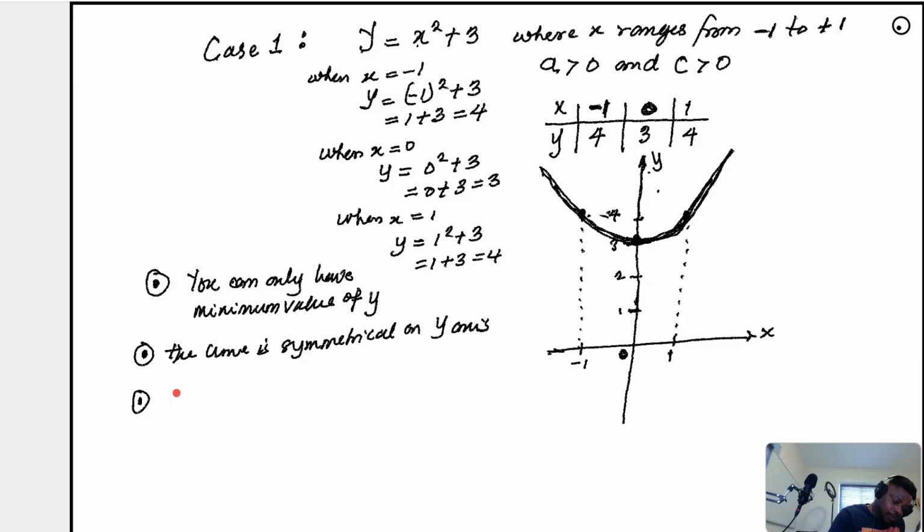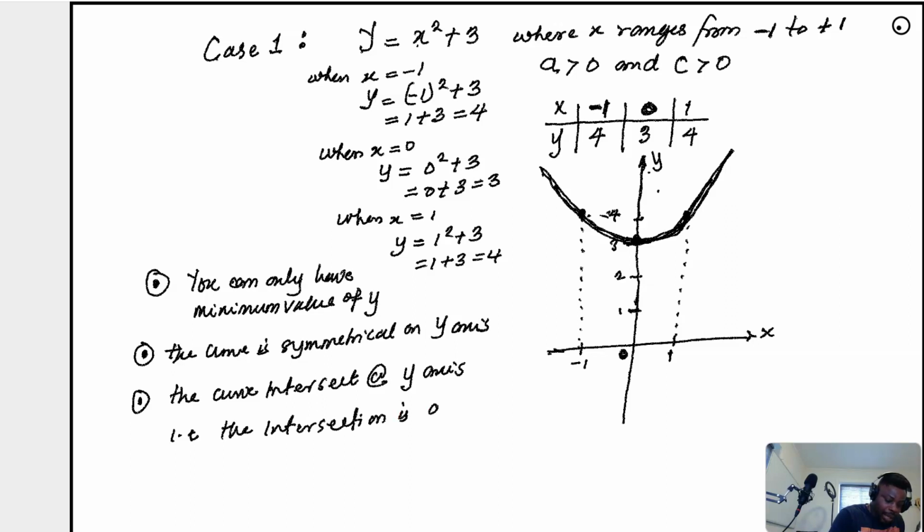Then what again? The curve intersects at the y-axis. That simply means that the intersection is at C. Remember that this is C. Our C here is +3. Okay? So you can see the curve is intersecting with y at 3. Do you get that now?